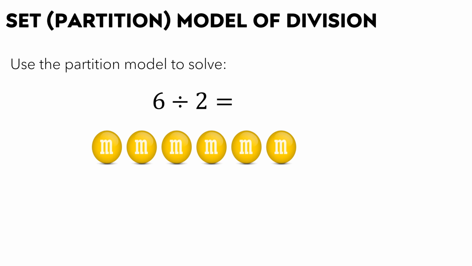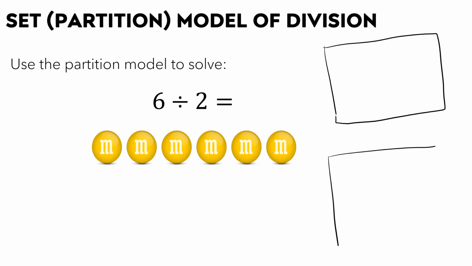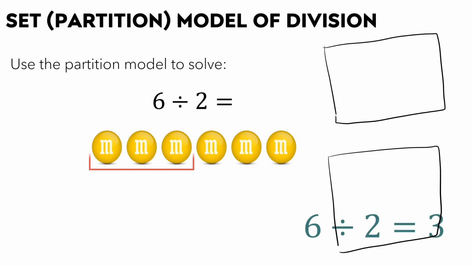If you were demonstrating this to students, you might want to draw, okay, here's our first group, here's our second group, and then one by one slide these M&Ms over. First group gets 1 M&M, second group gets 1 M&M, first group gets another M&M, second group gets another M&M. We already know that the answer is 3, so we divide those into our 2 sets. Each set gets 3 M&Ms.